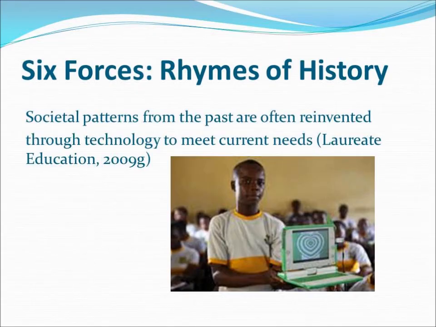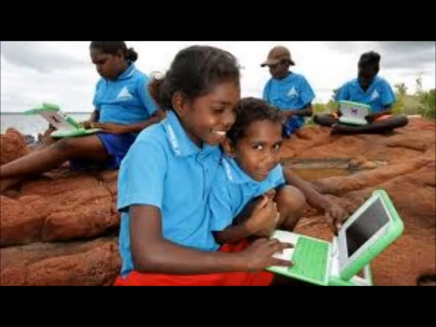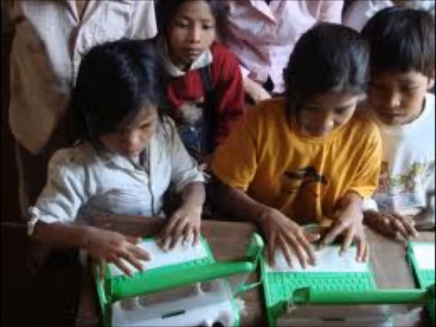The rhymes of history force demonstrates how societal patterns from the past are often reinvented through technology to meet current needs. The rhymes of history force is illustrative of McLuhan's third quadrant of his technology tetrad, specifically the rekindling of something from the distant past. According to Thornburg, a new technology is an emergence from the impact of another technology from many years before. Although the mobile device repeats the one computer per child device, this force does not necessarily help explain why the desktop and the mobile device originally emerged as a new technology, nor does it explain the reason why the desktop became obsolete.